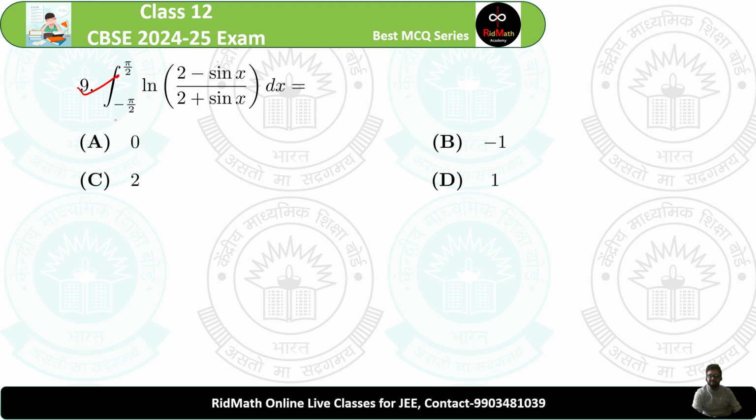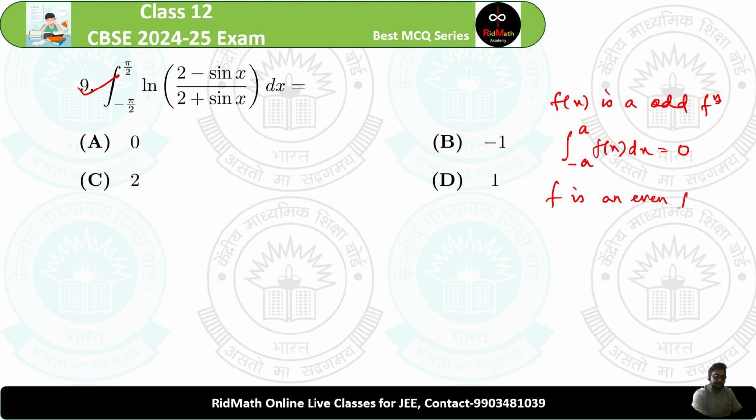Question number 9. Integral from minus pi by 2 to pi by 2 of ln((2 minus sin x) divided by (2 plus sin x)). To find this integral, we will use the property of the definite integral: if f(x) is an odd function, then the integral from minus a to a of f(x) dx is equal to 0. And if f is an even function, then the integral from minus a to a of f(x) dx is equal to 2 times the integral from 0 to a of f(x) dx.